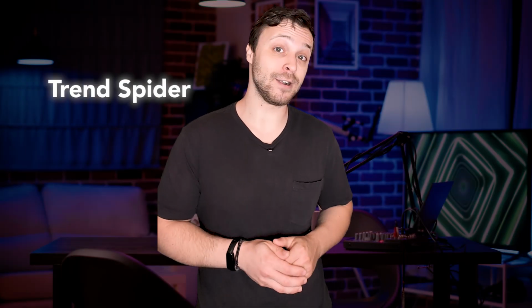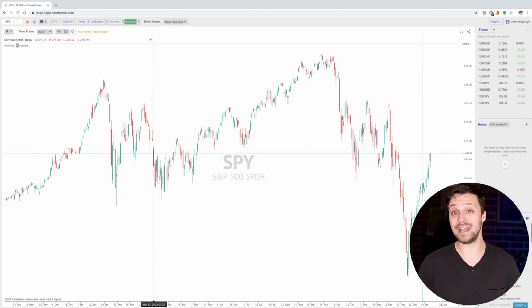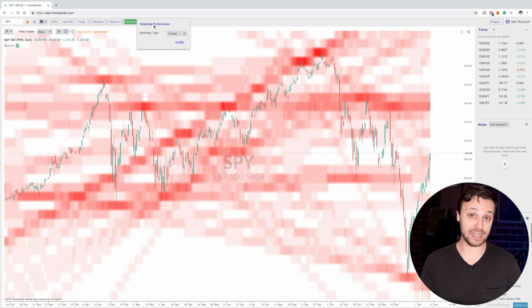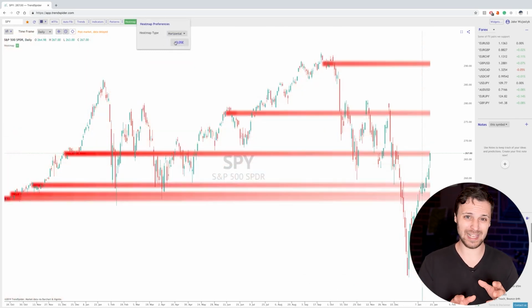Meanwhile, TrendSpider takes automation to a new level. One of the first things that stood out to me was their heat maps. So these overlays highlight strong support and resistance zones. They're calculated mathematically instead of manually drawing lines. So it feels like having an expert look over your shoulder, marking up your chart for you.